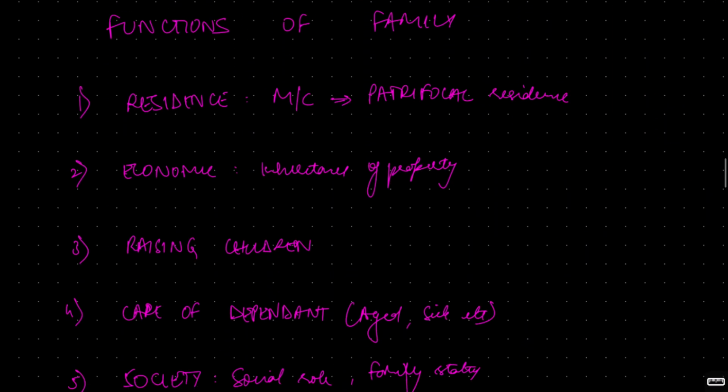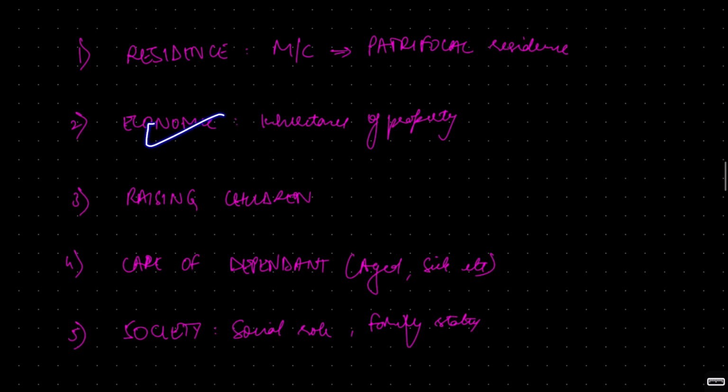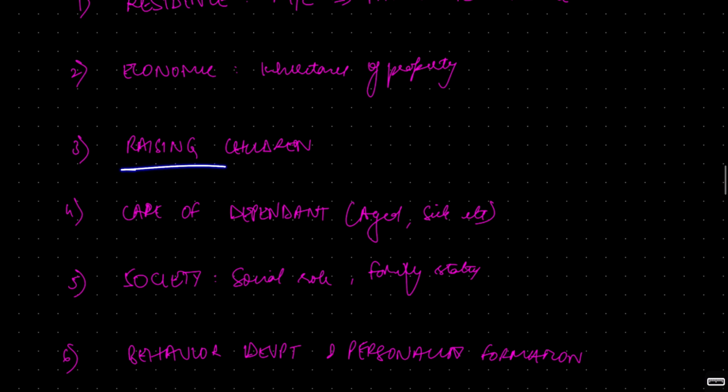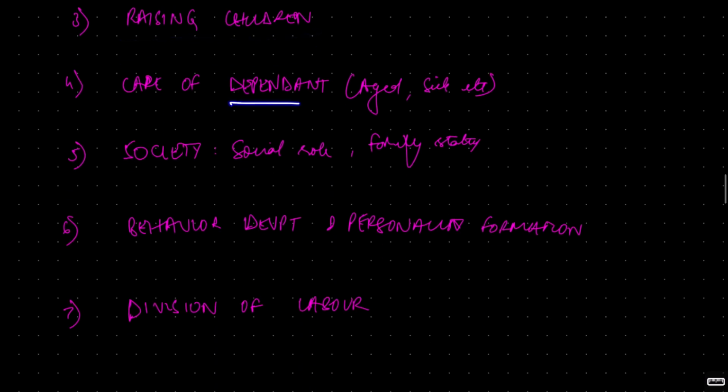Functions of a family, common sense. Residence, they all live together. You can have patrifocal residence, matrifocal residence. Patrifocal residence is when the wife comes to the husband's house. Matrifocal is when the husband goes to the wife's house. Economic function, there is inheritance of property from one generation to another. They raise the children, they take care of the dependent people who are the aged people, the sick people, the pregnant women. These are all the dependents, taking care of them.